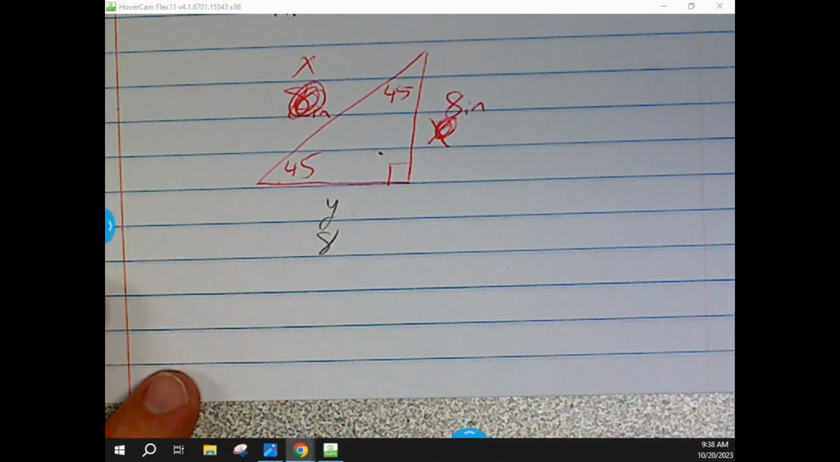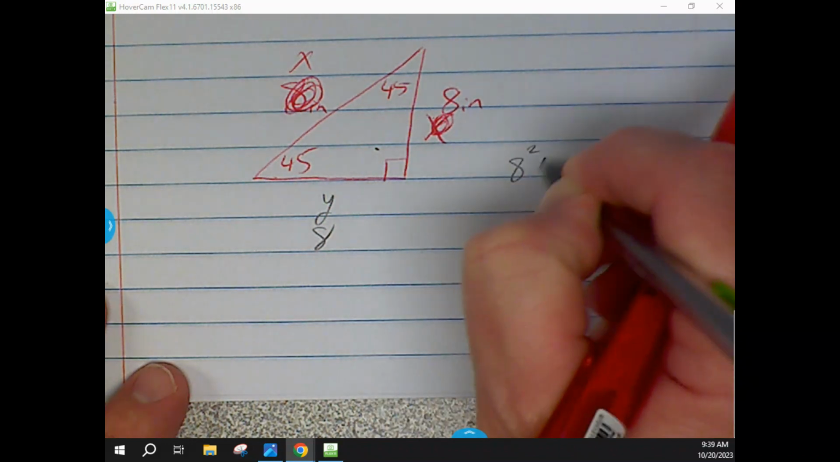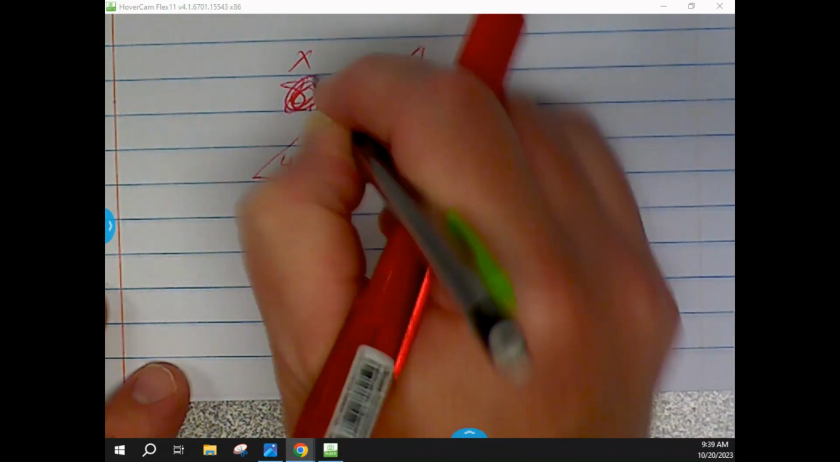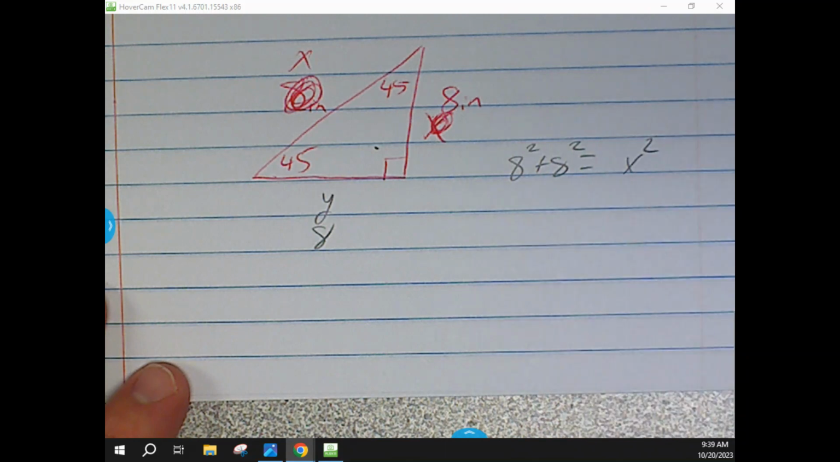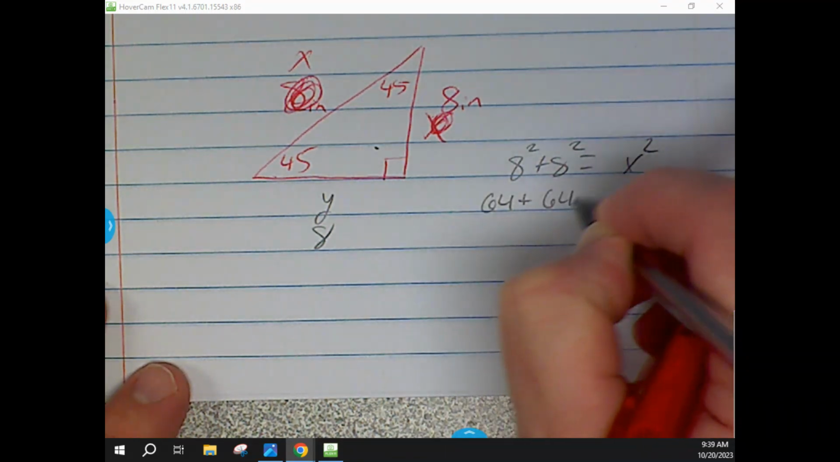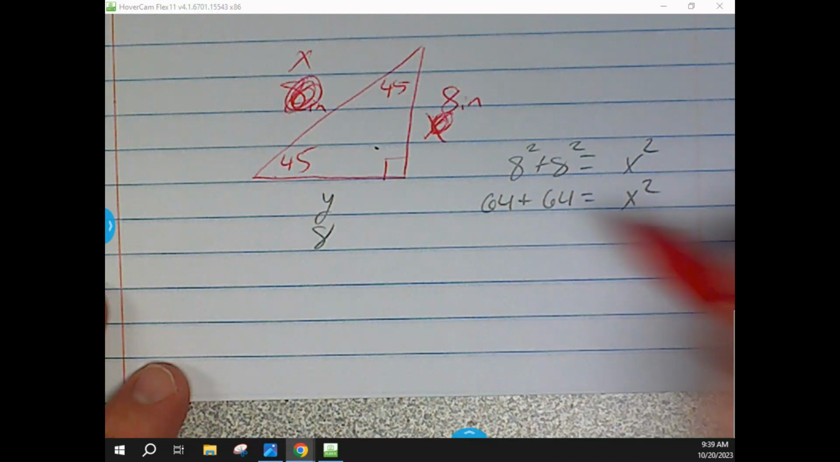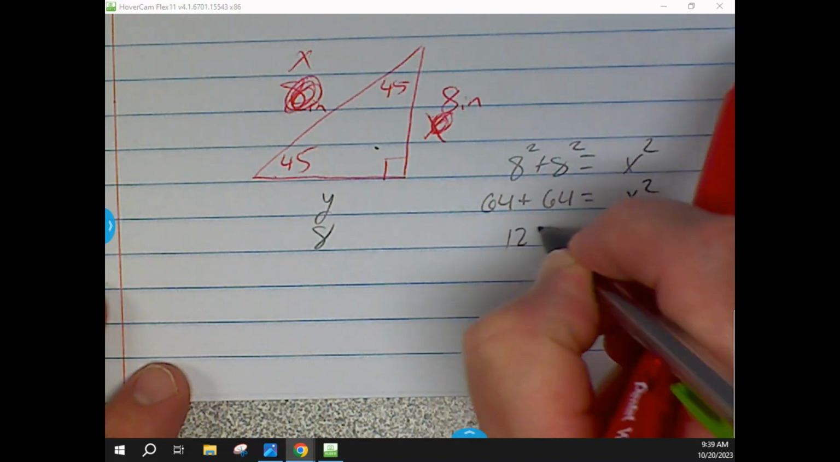Now, and this is honestly one of those that if you want to see the shortcut, we'll do the long way first. And then once we do the long way, you can see the shortcut, and then you'll know what's going on with it here. So if we just did Pythagorean theorem, it would be 8 squared plus 8 squared equals x squared. So if you do 8 squared plus 8 squared, that's 64 plus 64, that's 128.